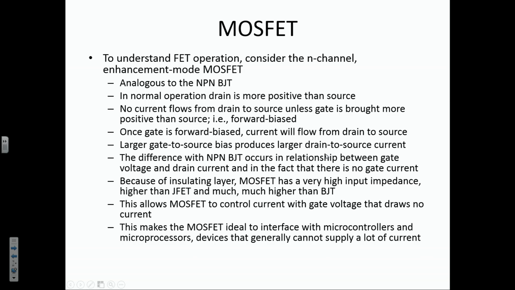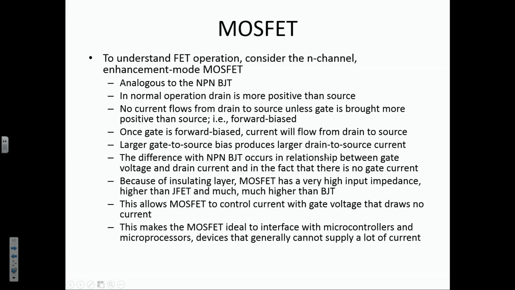Okay, so let's talk about an N-channel enhancement mode MOSFET. It's analogous to an NPN BJT, and once you get these notes, you can go back and look at the NPN BJT and compare it to the enhancement mode MOSFET and see how they're similar. In normal operation, the drain is more positive than the source. Okay, that's in terms of voltage.